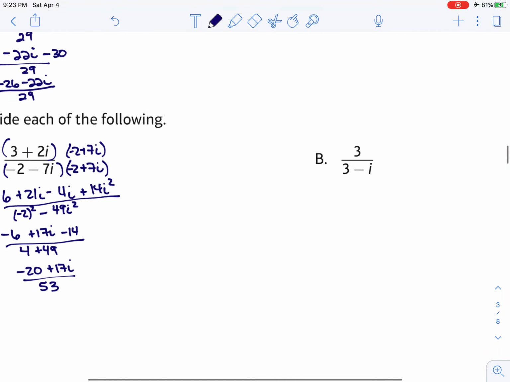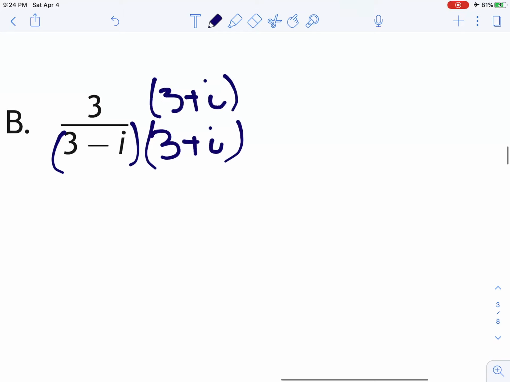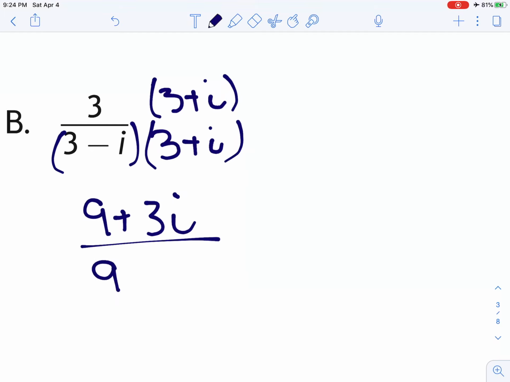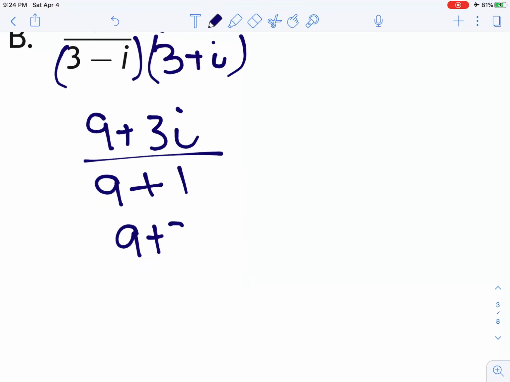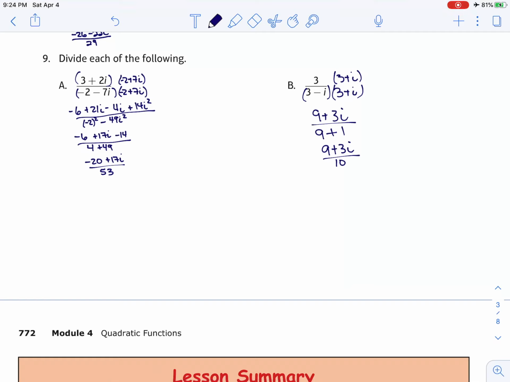Okay, I want you to try B all by yourself. Okay, so I would have multiplied by 3 plus i, 3 plus i, 9 plus 3i on top, and on bottom, I would get 9 plus 1. So 9 plus 3i all over 10. Okay, that's your last lesson of 8th grade, if you're in 8th grade, of algebra.